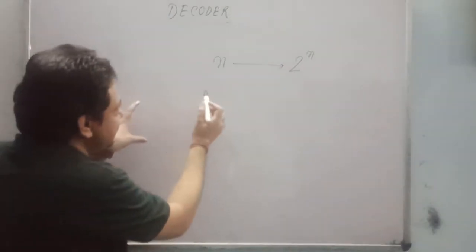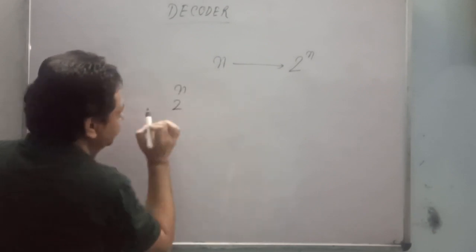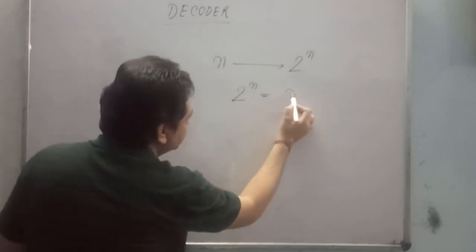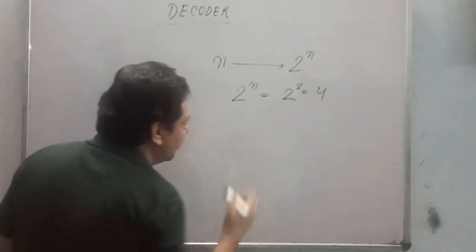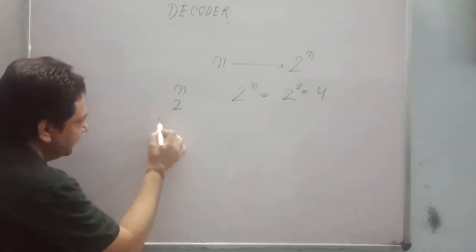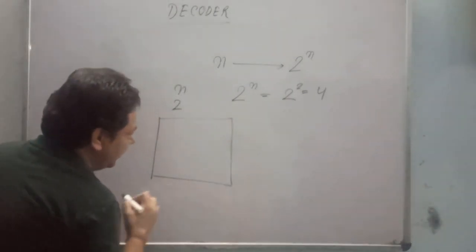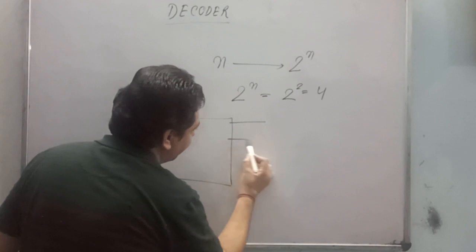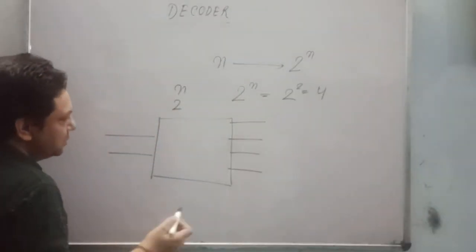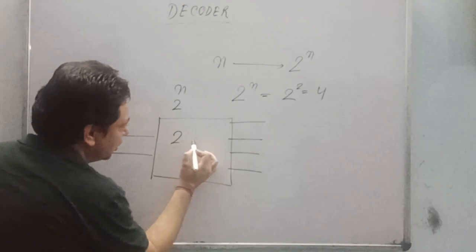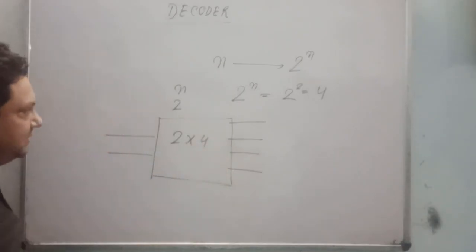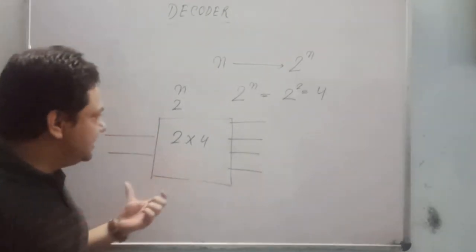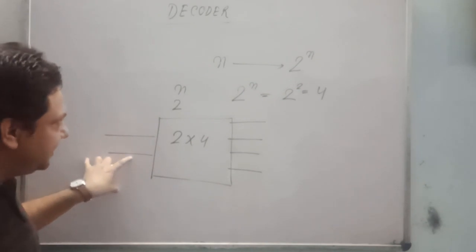Understand? If 2 input lines are coming, suppose the value of n is 2, so what will be the output? 2 to the power n, that means 2 to the power 2 is equal to 4. If I am designing a decoder which is accepting 2 lines, then 100% it will produce 4 output lines. So this is a block diagram of 2 cross 4. This is not the real or actual circuit that I will construct a little bit later, but this is a block diagram. So what is it accepting and what is it producing?